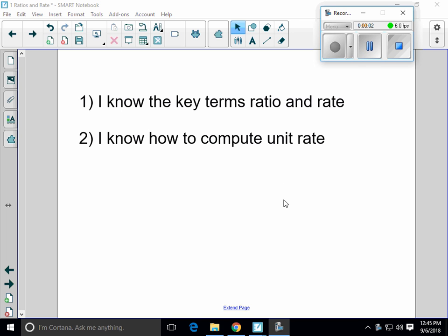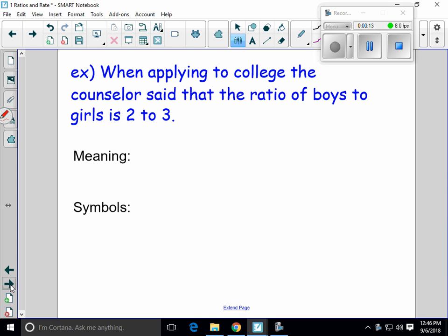The objectives for this video are to review the terms ratio and rate, and to learn how to compute the unit rate. Okay, so starting with ratio. When applying to college, the counselor said that the ratio of boys to girls is 2 to 3. So first, we have to know the meaning of this.